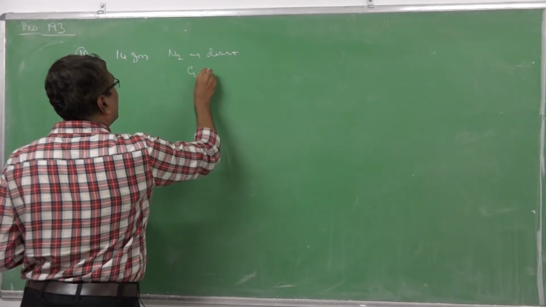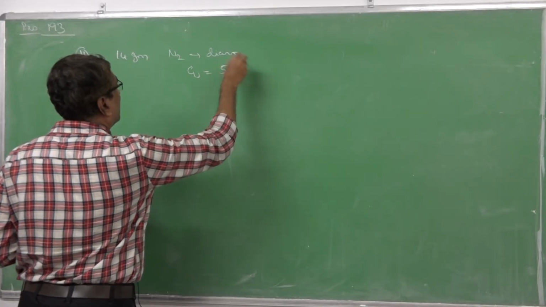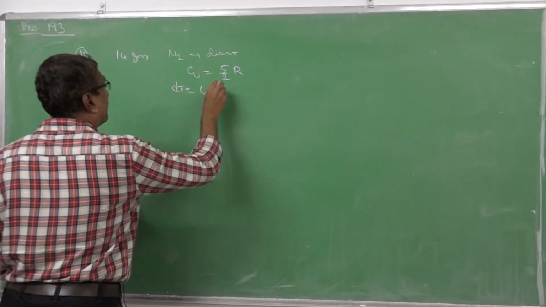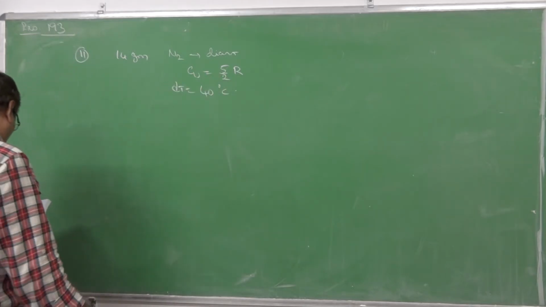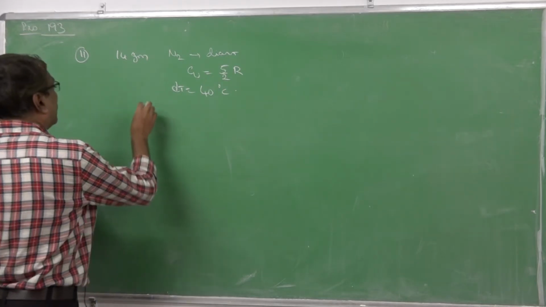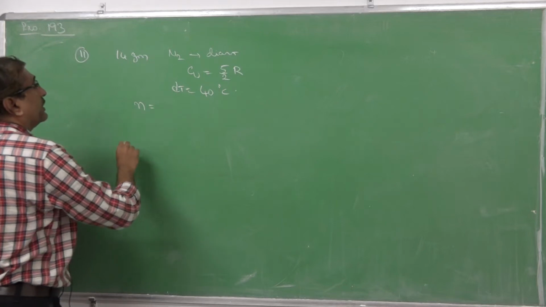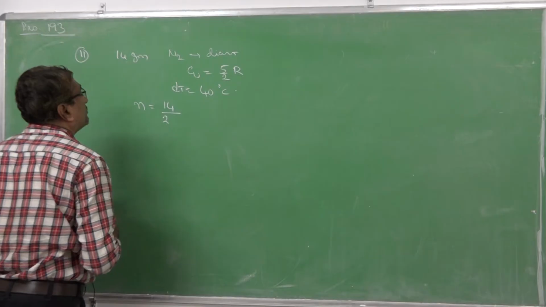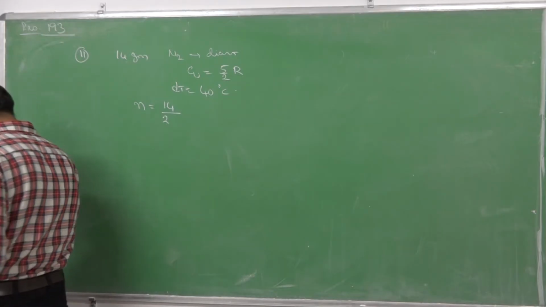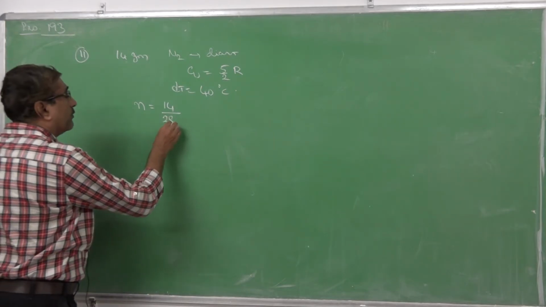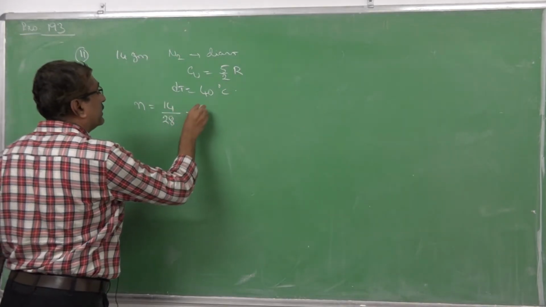Diatomic Cv is equal to 5 by 2R. You have to remember this. Next, change in temperature dT is 40. At constant pressure, Cp you have to calculate. So we have to calculate n, the number of moles, which is given mass divided by molecular weight. So the number of moles is half.